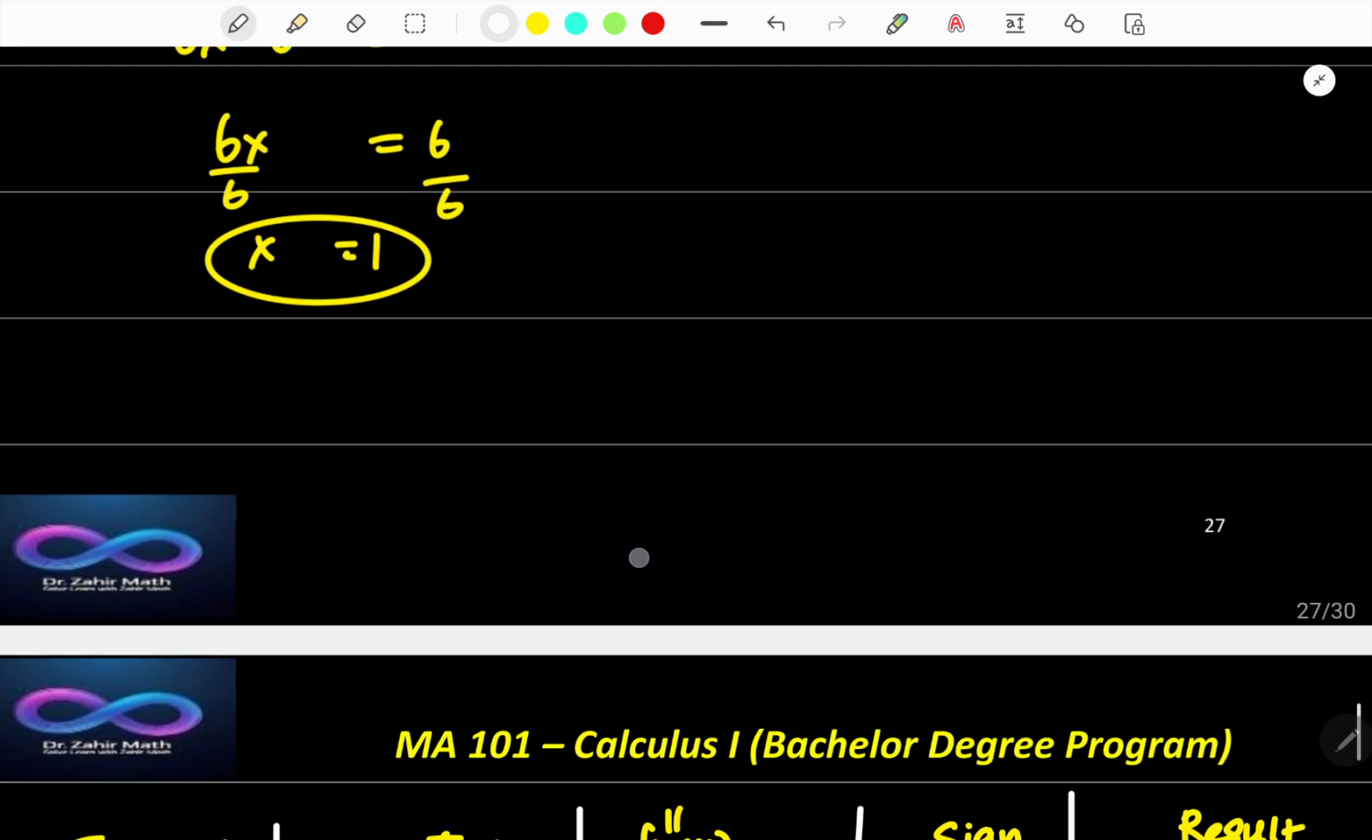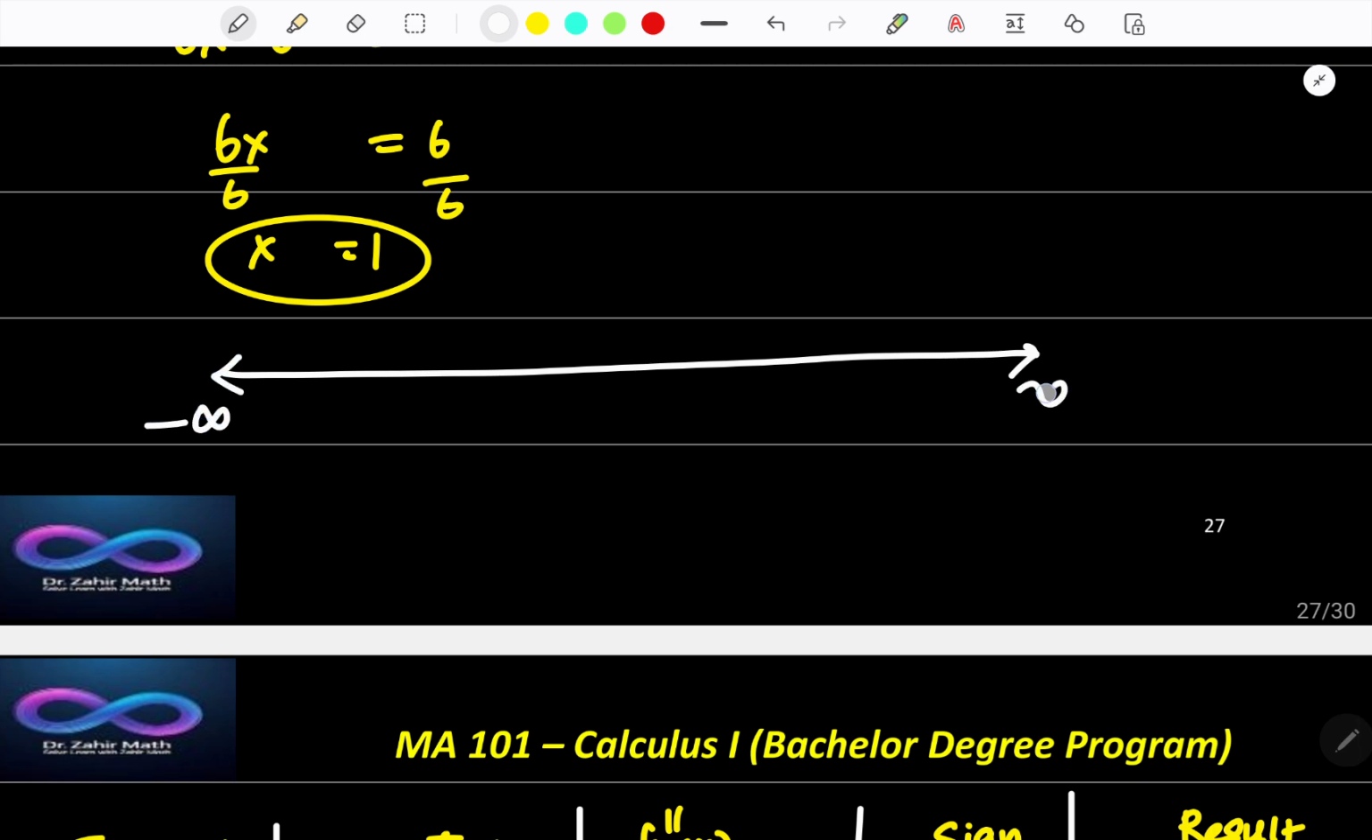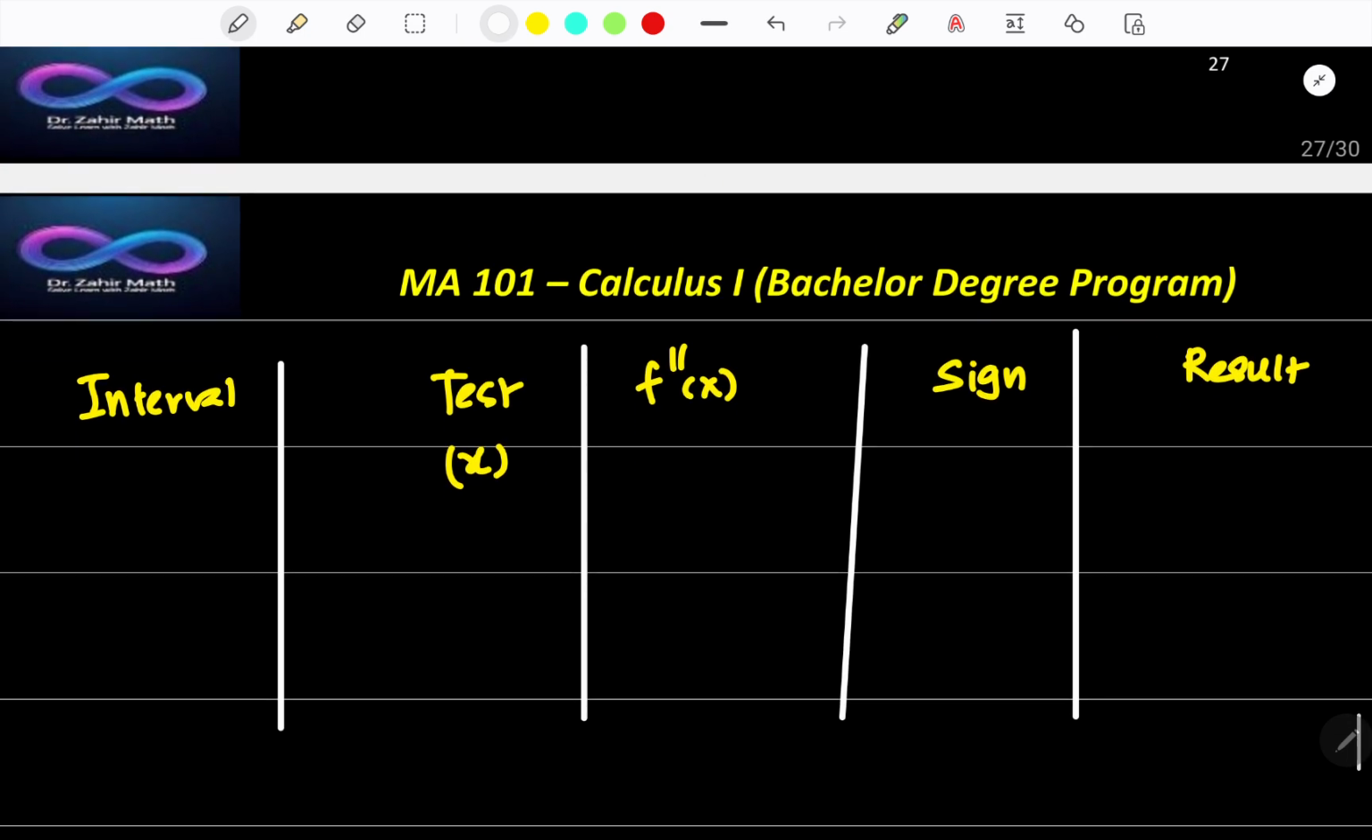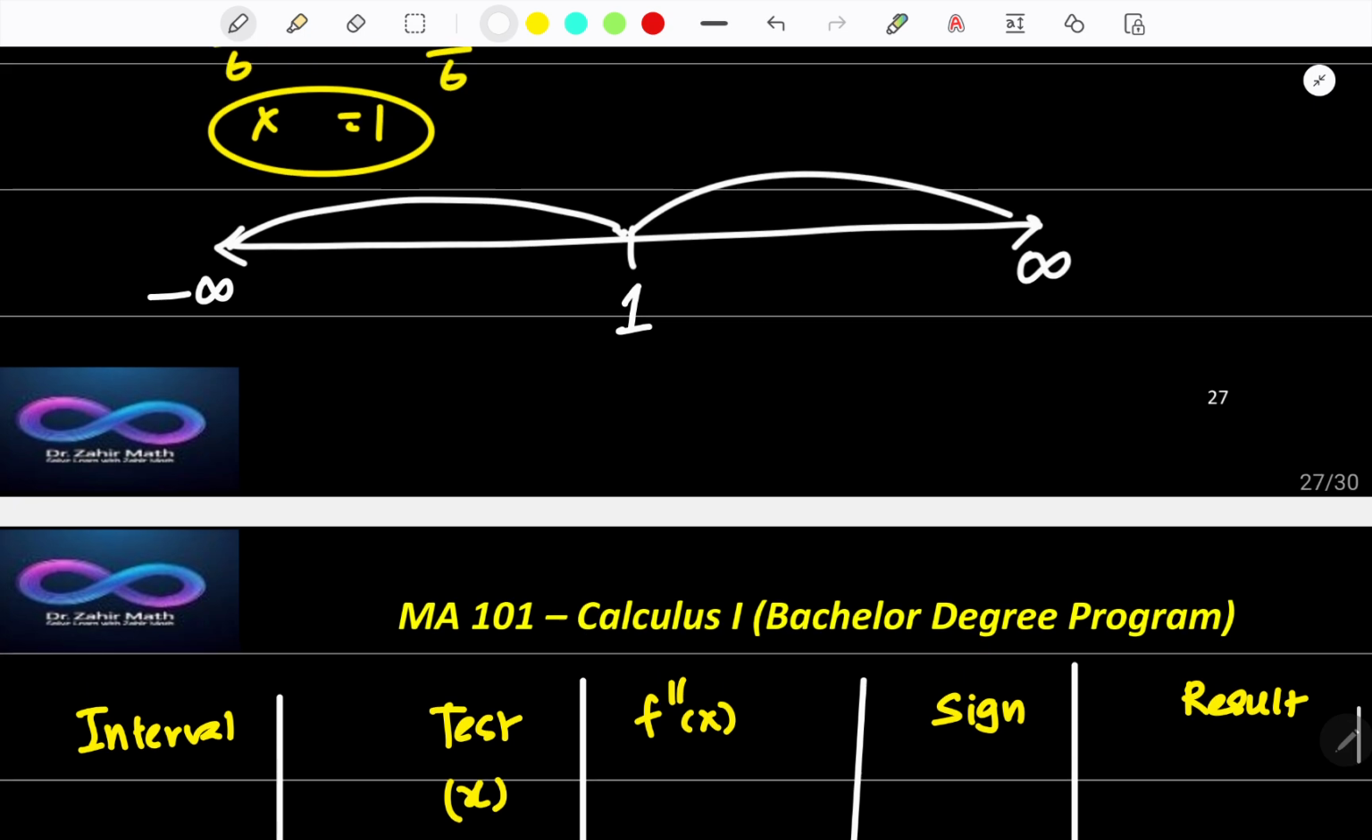Now here, what is your inflection point? This is your real number line, right? This is minus infinity, this is plus infinity. You get only 1. Teacher, every time I'll get 1 point? No. Suppose you get 2 points, you have to start from here, from here, from here. But now you have only 1 point. So you're going from here and going to here. That's it. So x less than 1, that means the interval is what?